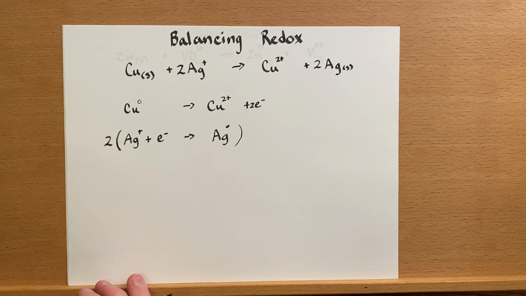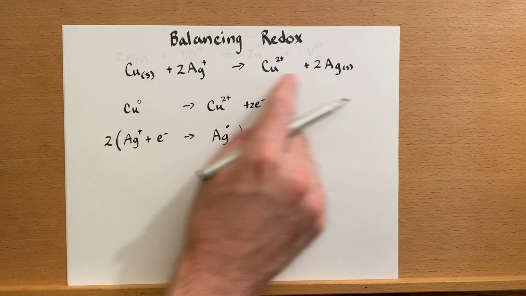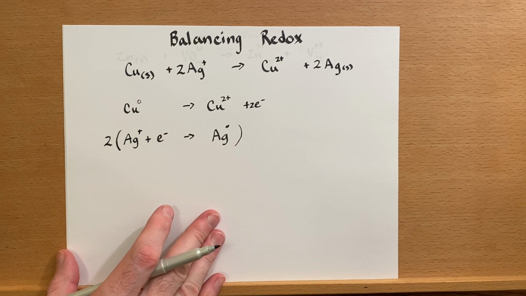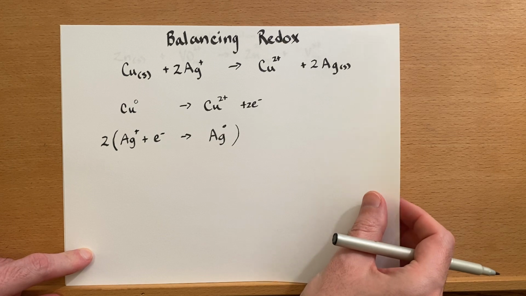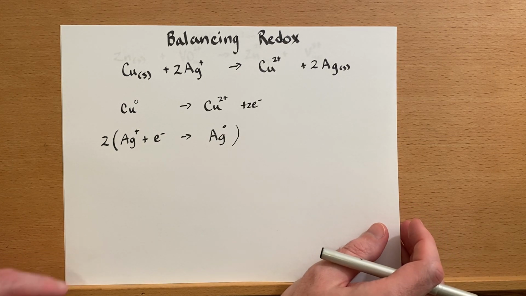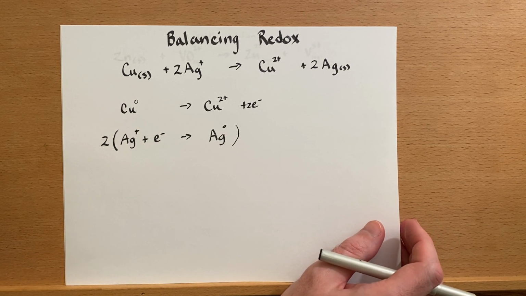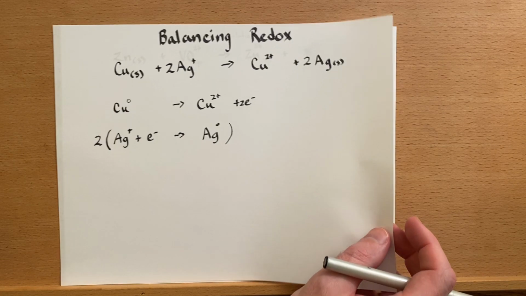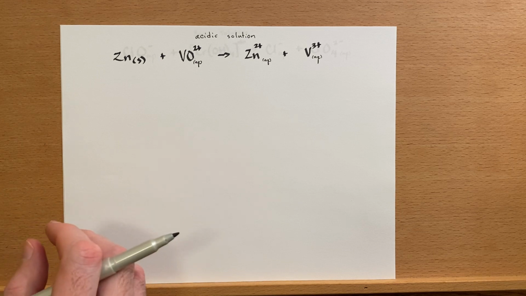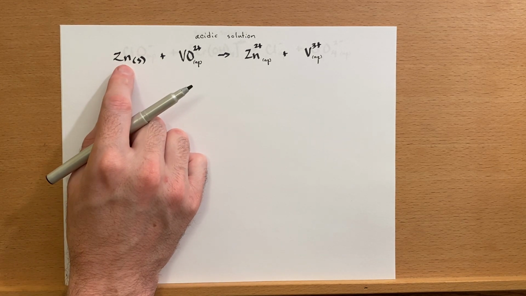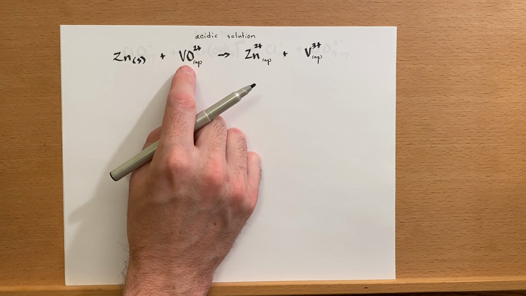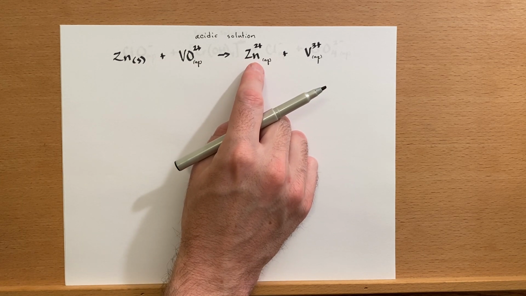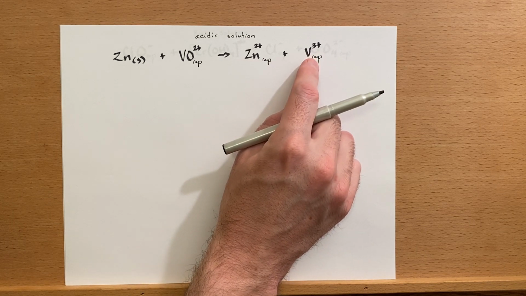Now, that was something that we could probably have solved just by looking at this top equation. But let's move on to something else. In this case, the reaction didn't involve any hydrogen or oxygen or other things in the solution, but some reactions do. And here's an example of that. We have zinc metal reacting with this vanadium compound ion to oxidize the zinc into zinc 2 plus, and then here's the vanadium.